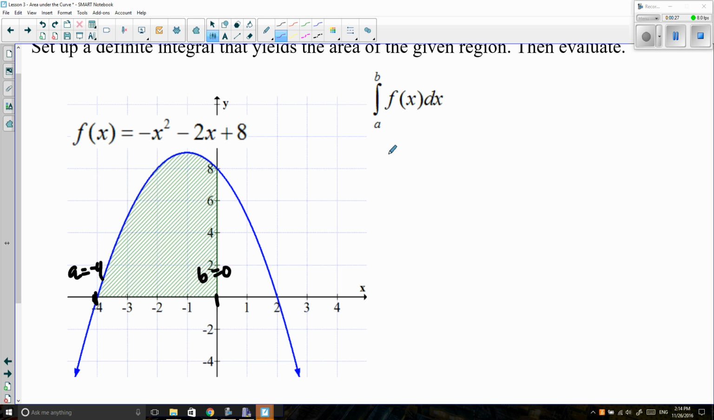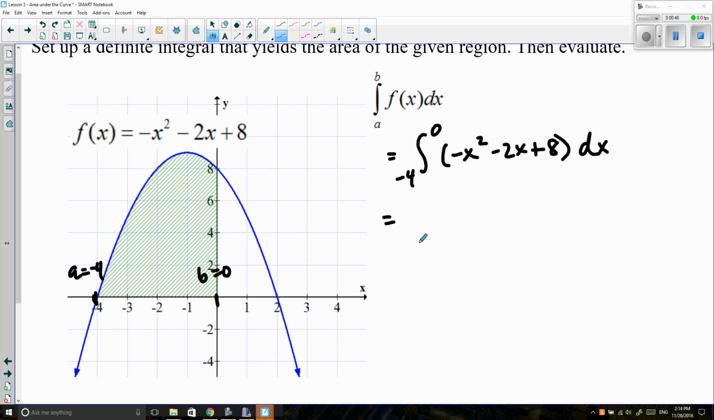So let's go into the actual integral here. A value is -4. By the way, your low limit should always be your smaller number. And then your B value is going to be 0. Then f of x is the original graph, which is -x² minus 2x plus 8. And we're integrating with respect to dx.